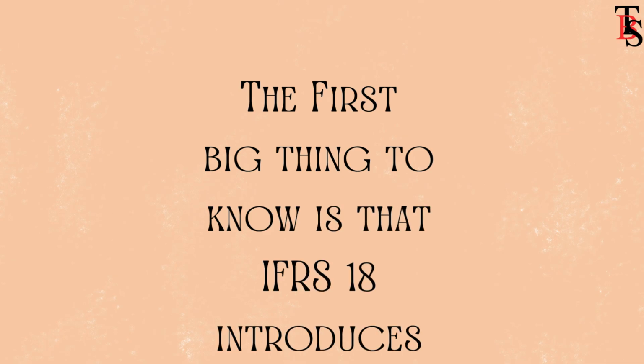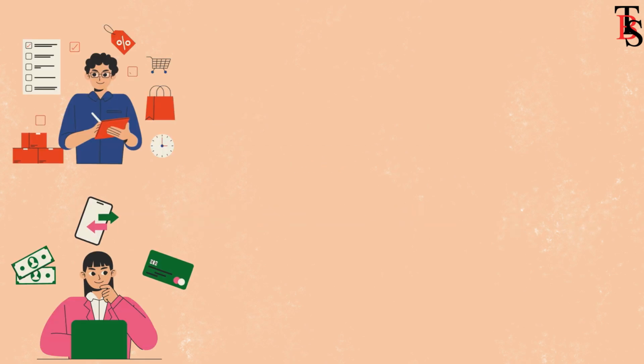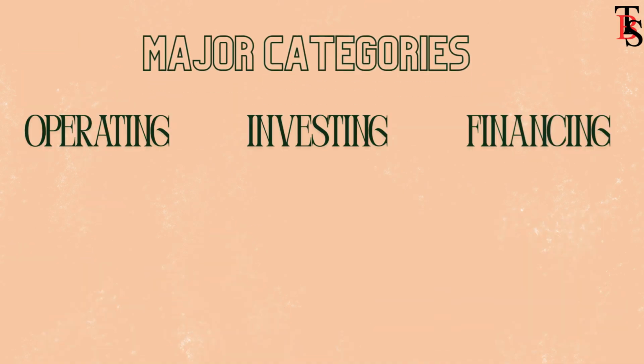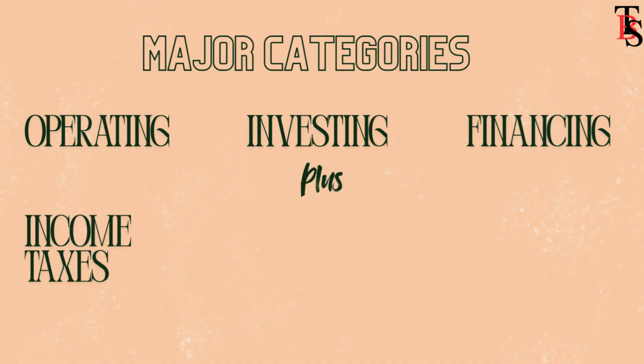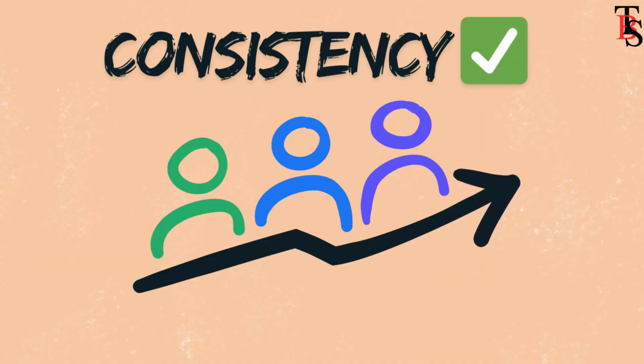The first big thing to know is that IFRS 18 introduces defined categories in the statement of profit or loss. These categories help users see where income and expenses are coming from. The major categories are operating, investing, and financing, plus income taxes and discontinued operations. This helps create more consistency across companies.